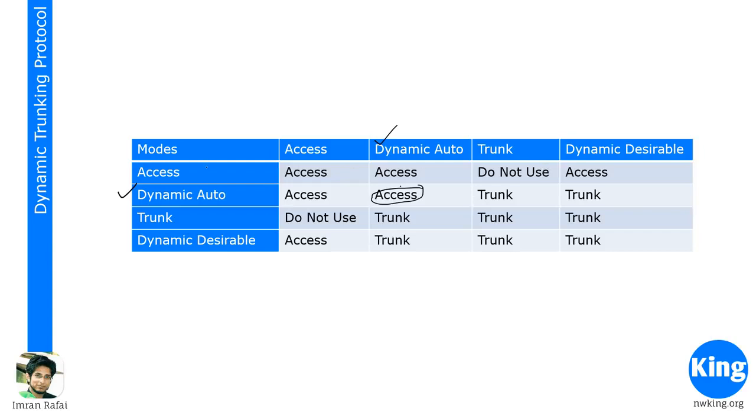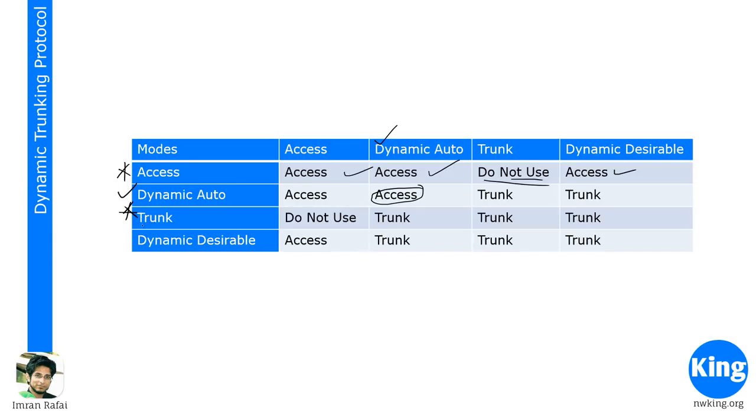So if both sides are configured to be access, it obviously becomes access. If one side is access and the other side is dynamic auto, it becomes access. If one side is access and the other side is trunk, that's something that you should not use. And again, if one side is access and the other side is dynamic desirable, it will be access. So these are 2 hard codes: access and trunk are hard coding either to be a trunk or an access port.